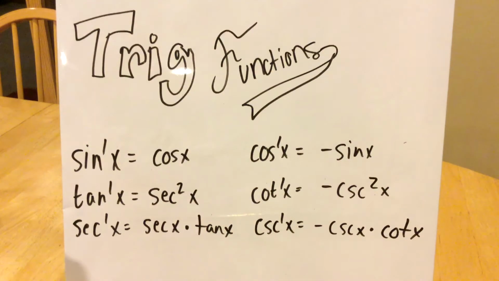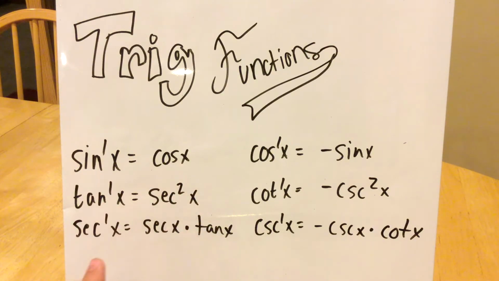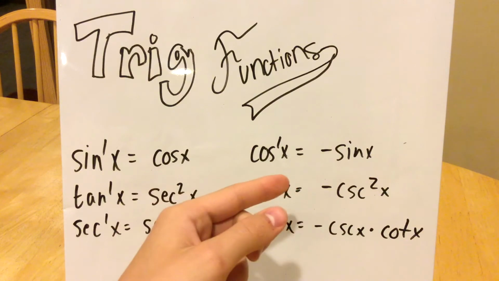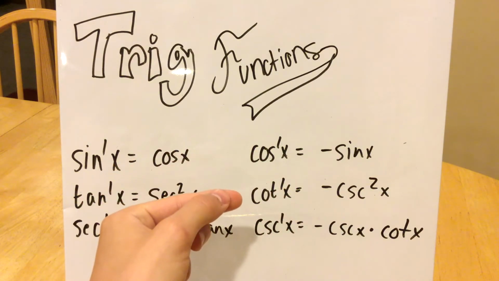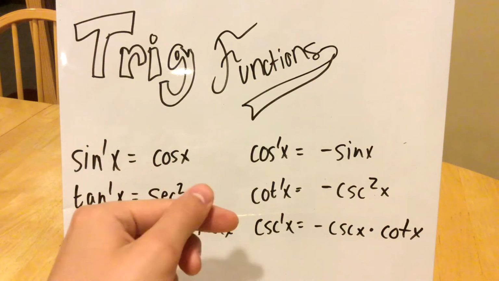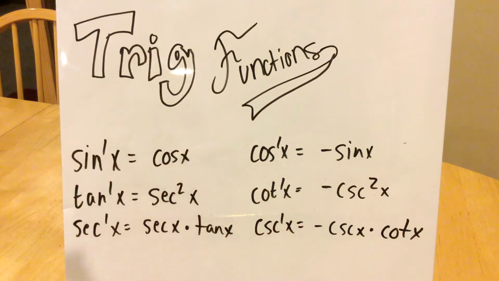The first one we have here: the derivative of sine of x is equal to cosine. The derivative of tangent of x is equal to secant squared. The derivative of secant of x is equal to secant x times tangent of x. Over here, the derivative of cosine of x is equal to negative sine of x. The derivative of cotangent x is equal to negative cosecant of x squared. And the derivative of cosecant of x is equal to negative cosecant x times cotangent x.